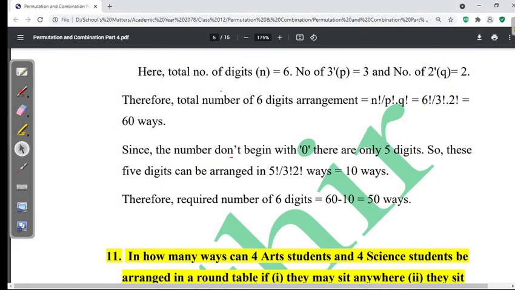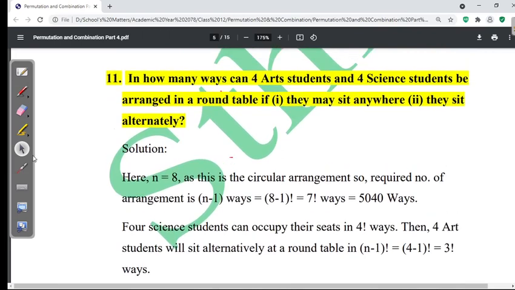Now moving to question number 11, dear students. Question number 11 is, in how many ways can 4 arts students and 4 science students be arranged in a round table?